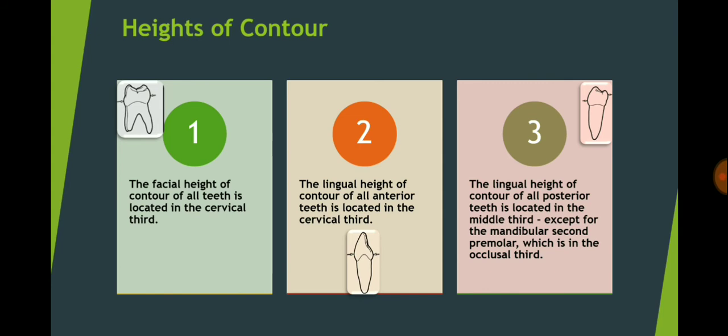Now, the lingual height of contour of all posterior teeth is located in the middle third, except, wherever there's an exception, always pay attention, the mandibular second premolar, which is in the occlusal third, as you can see in the picture. Very important slide here. Make sure you know it well.